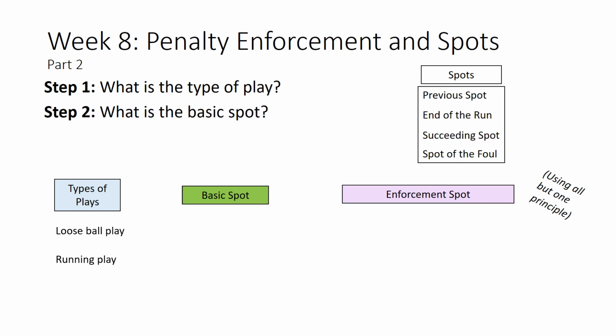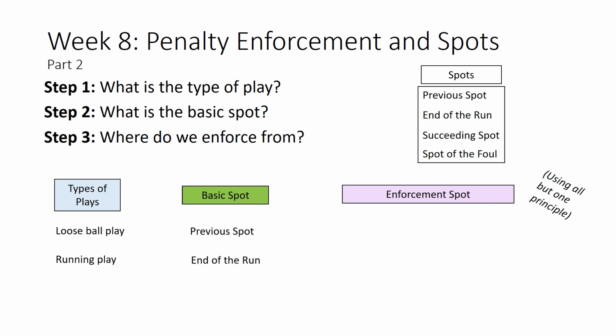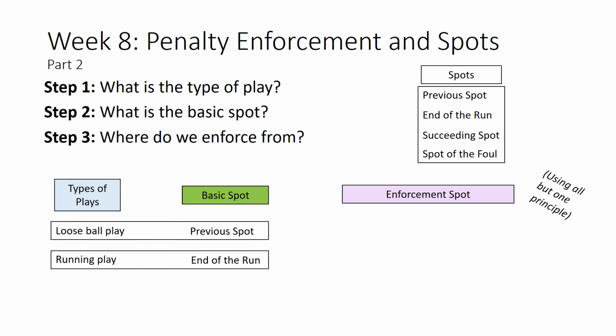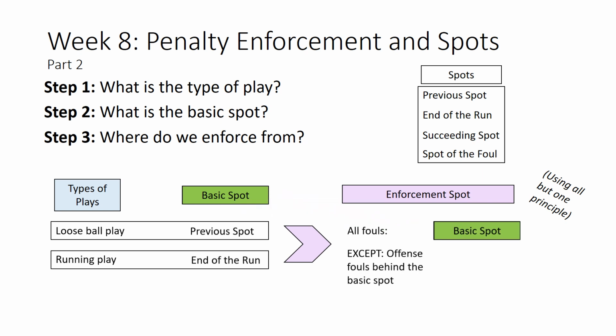Once we determine what type of play it occurred during, we can find the basic spot. The basic spot for a loose ball play, our reference point, is always the previous spot. And the basic spot for the running play is always the end of the run. Now that we've found our reference points, let's figure out where we can enforce this penalty. The all but one principle says all fouls are enforced from the basic spot, except for fouls by the offense behind the basic spot. If we determine that the offense fouled and the foul was behind the basic spot, then we will enforce that foul from the spot of the foul.